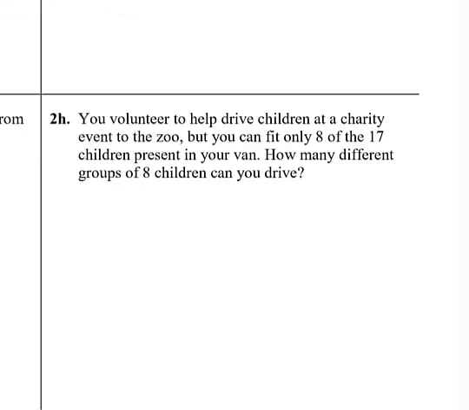Let's see, this one: you volunteer to help drive children at a charity event to the zoo, but you can only fit 8 of the 17 children. All right, hold on, stop right there. I'm going to get ready here. I'm choosing 8 out of 17, either combinations or permutations. Okay, one of those 2. Let me think about this. You can only fit 8 of the 17 children present in your van. How many different groups of 8 children can you drive?